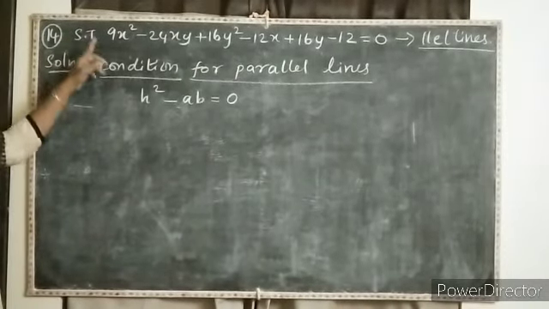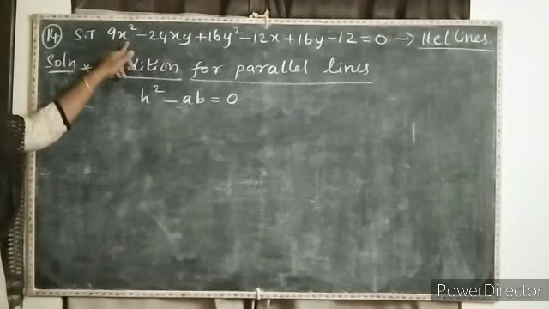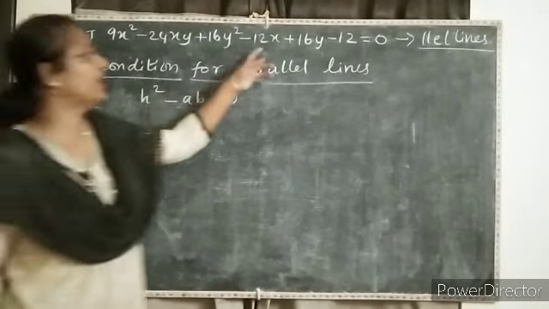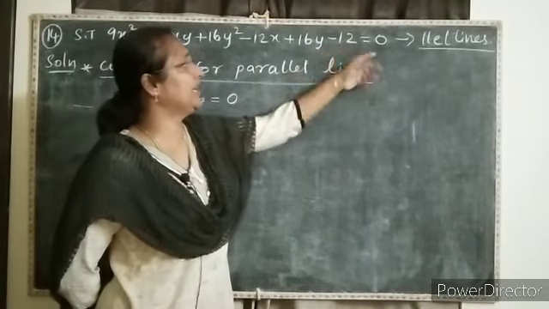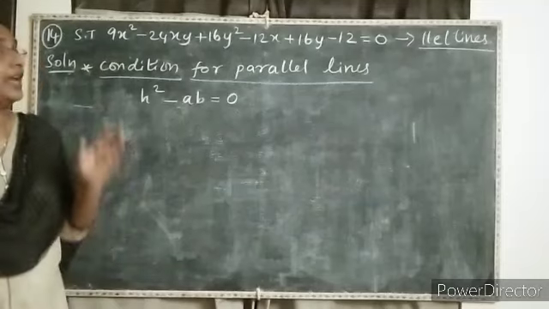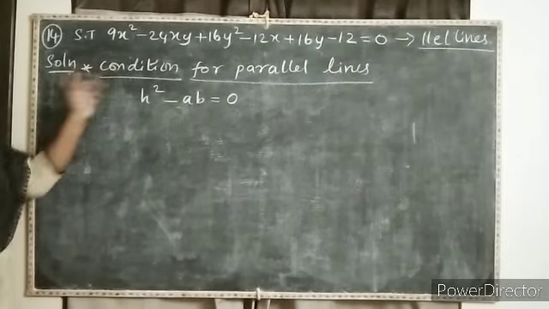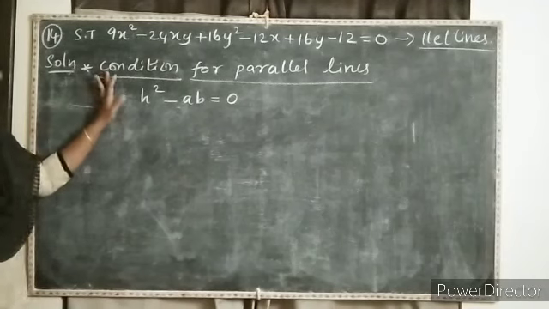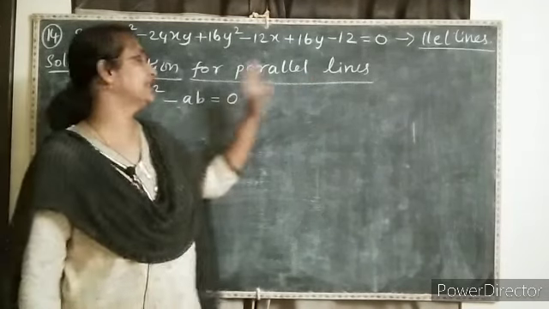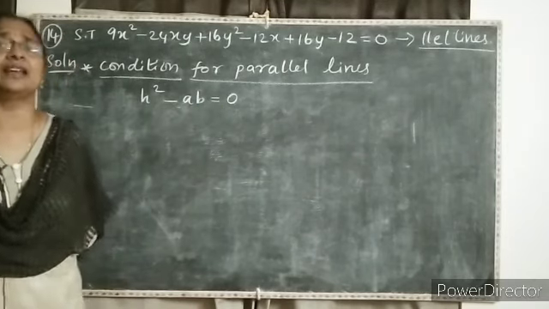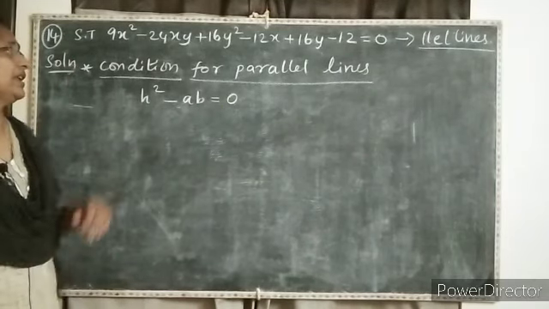Here we have to show that the given equation 9x² − 24xy + 16y² − 12x + 16y − 12 = 0 is a pair of parallel lines, and also find the distance between these parallel lines. The condition for parallel lines is h² − ab = 0.